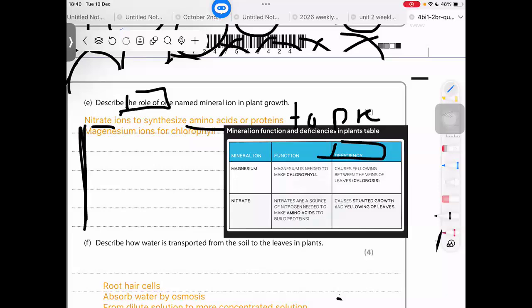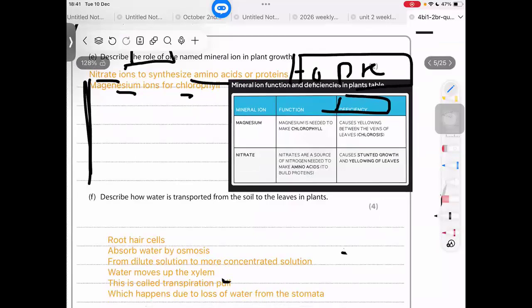So we know the deficiency, so it's better to write nitrate ions to synthesize amino acid to prevent stunted growth, or magnesium ions to make chlorophyll to prevent the yellowing between the veins of the leaves. Then it's a complete answer, right? So if you have written any of the two ions and a function of that, you get the 2 marks, right?